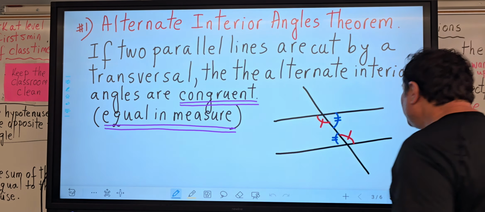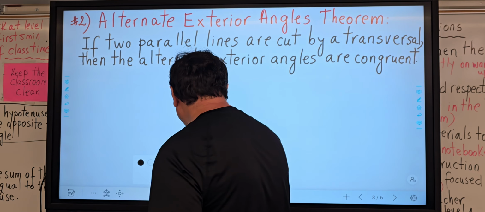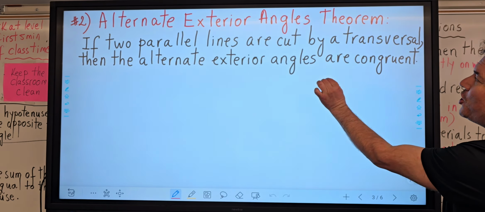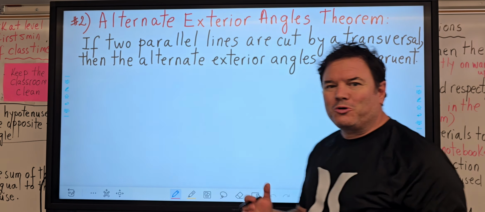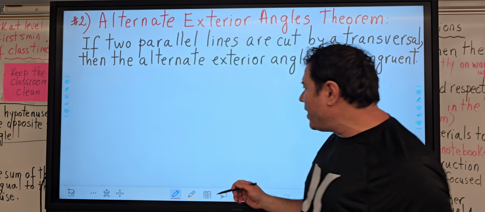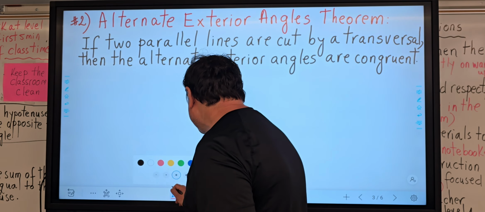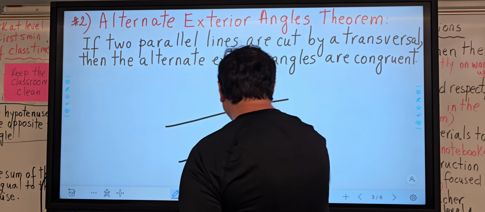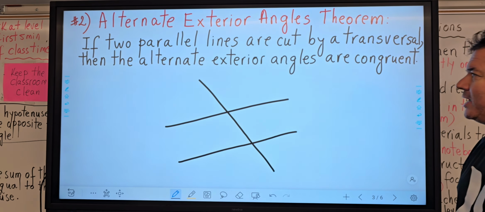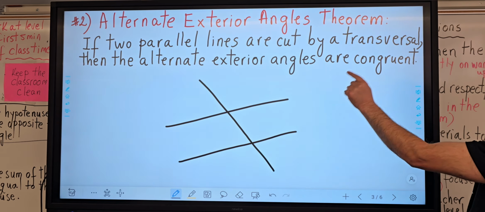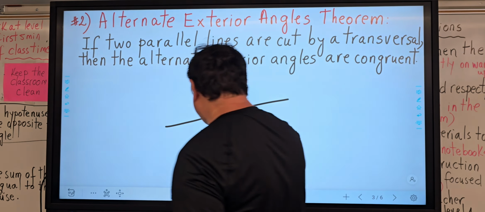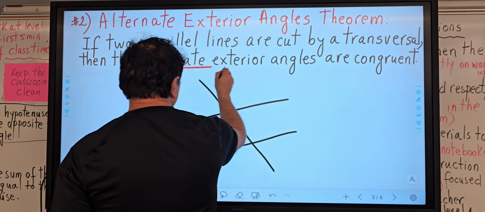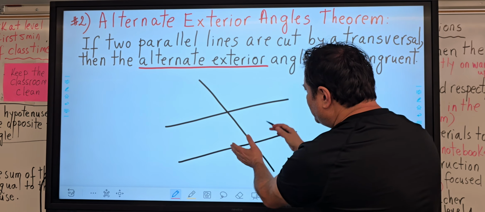Let's take a look at another theorem here. This theorem is called the alternate exterior angles theorem. According to this theorem, again, if two parallel lines, so let's draw two parallel lines here first, are crossed by a transversal, then alternate exterior angles are the same.